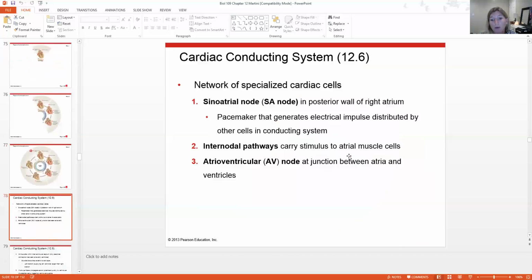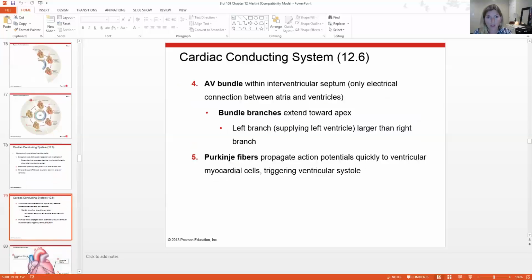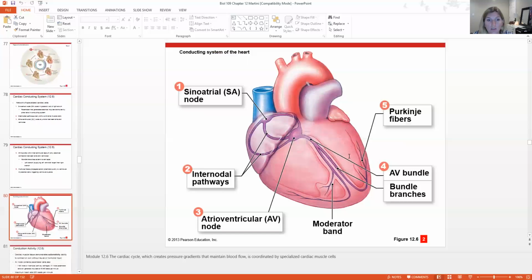There are internodal pathways which carry the signals through the atrial muscle cells, and then the atrioventricular node, which is the junction between the atria and ventricles. There's also the AV bundle, which is within the interventricular septum. It's only an electrical connection between the atria and ventricles. It contains bundle branches which extend towards the apex, and Purkinje fibers which propagate the action potentials through the ventricular myocardial cells, triggering them to contract during systole. So here's the whole conducting system.